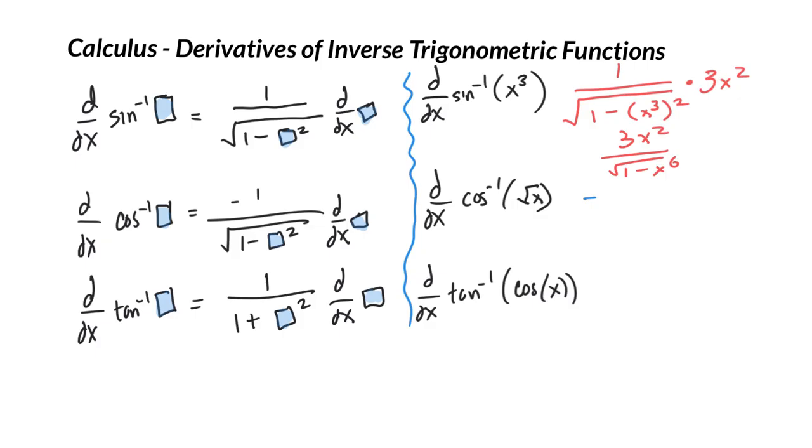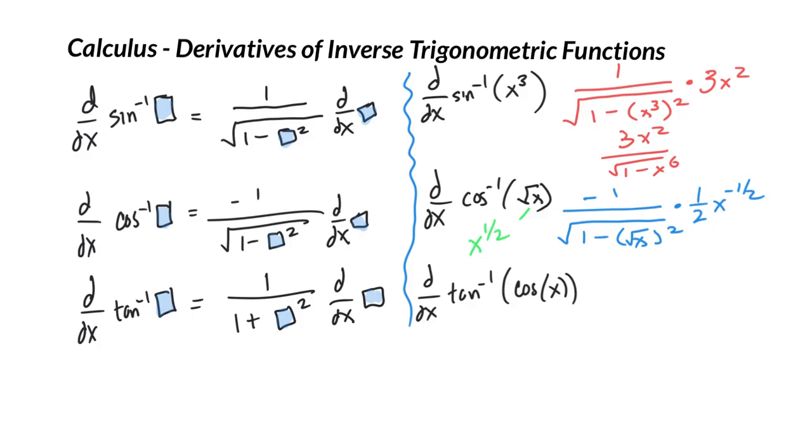So we're going to have -1 over the square root, 1 minus the function inside there squared. So square root of x, of course, squared is just going to be x. Now, this square root of x can be written as x to the 1/2. So when we go to find its derivative, we can use power rule. We can write 1/2 x to the -1/2. Just bring the power down and, of course, lower the power by 1.